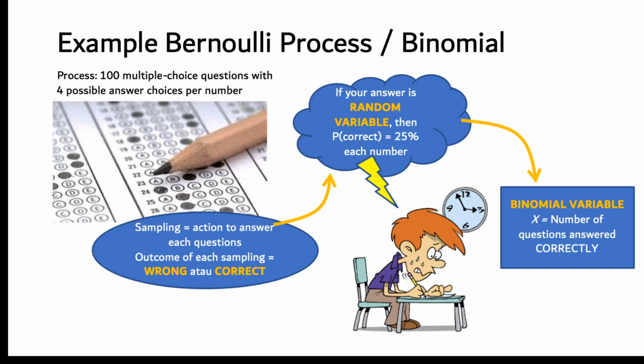If you take the exam without studying, your answers will be random, so the chance of getting a question correct is 25% per number. The binomial variable in this process is the number of questions you answer correctly, out of a total of 100 questions.